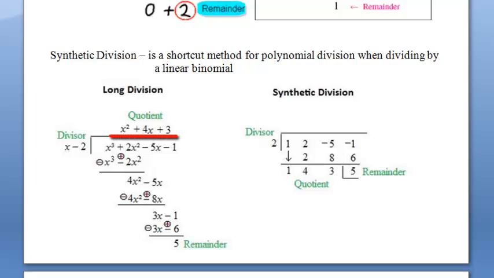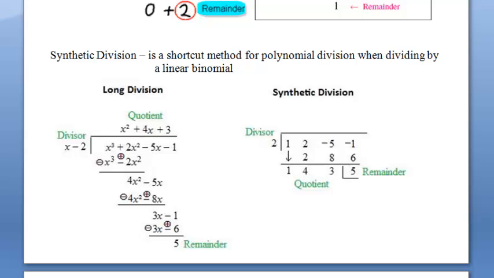Look at the coefficients in the quotient for the long division. The x squared coefficient was 1, the x coefficient was 4, the constant was 3. That's the same numbers I have right here, 1, 4, and 3. I just have to know how to interpret it. So I have the exact same answer. So right here, if I put the letters in, I would have 1x squared plus 4x plus 3 with a remainder of 5. So this is a little bit easier way to do it.